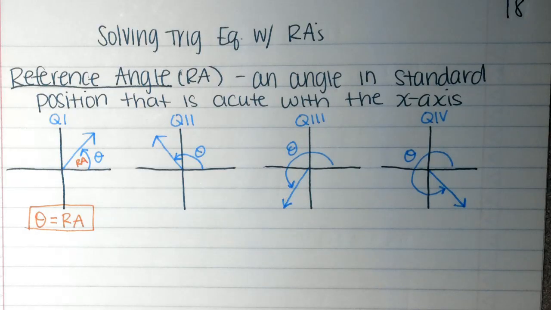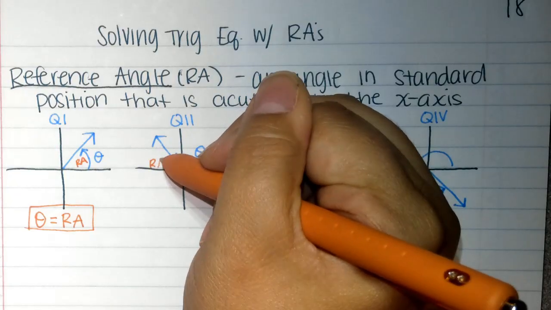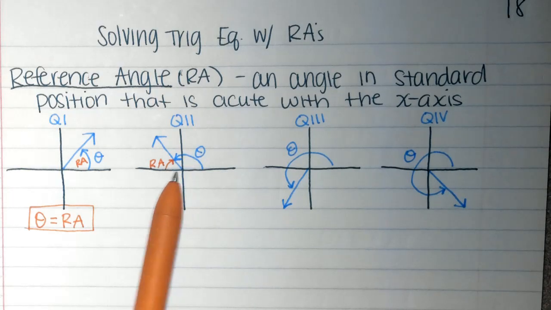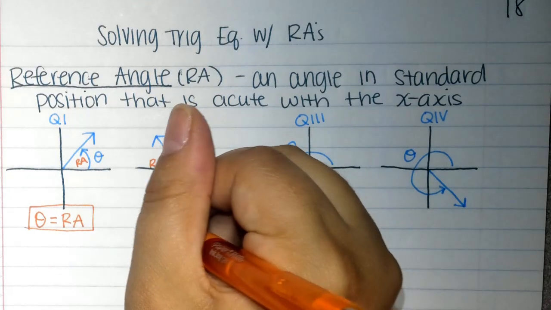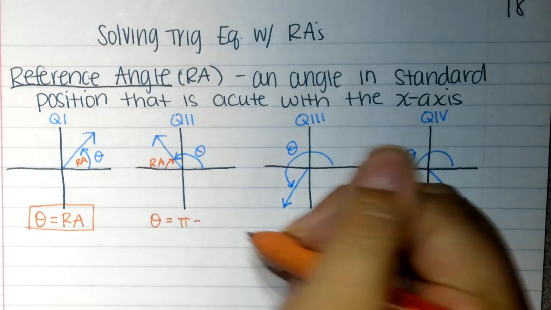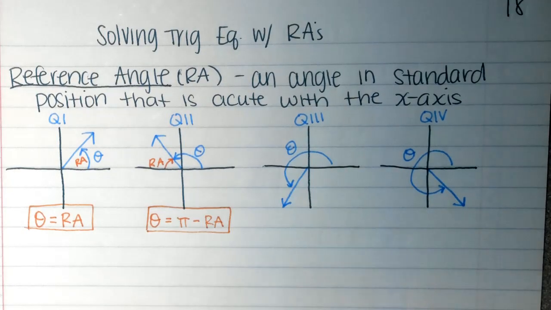Quadrant 2, where would the acute angle from my x-axis be? It would be on this side, do y'all agree? This would be my reference angle here. What am I going to do to figure out theta using my reference angle? And although you're right, I want to use radians. So instead, what would I say? Pi minus your reference angle. For quadrant 2, you are going to do pi minus the reference angle.